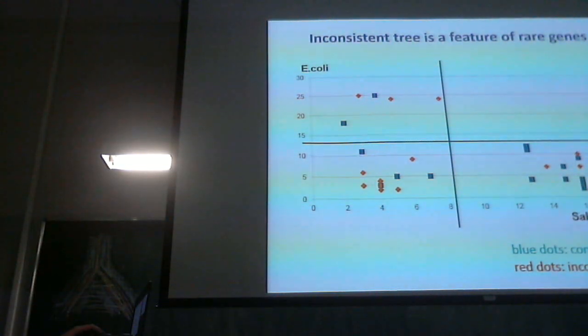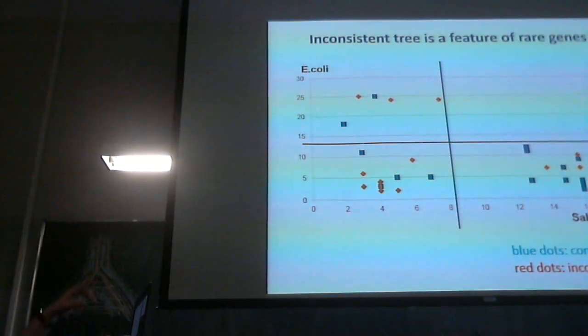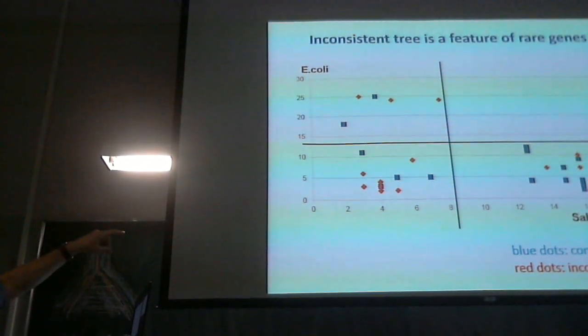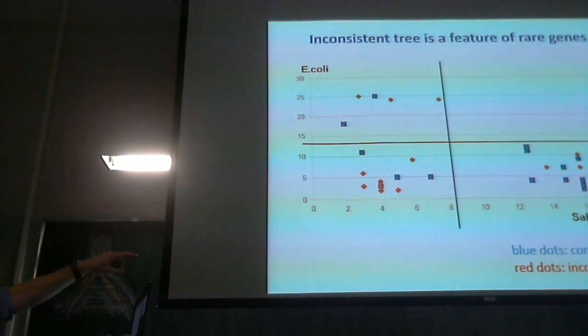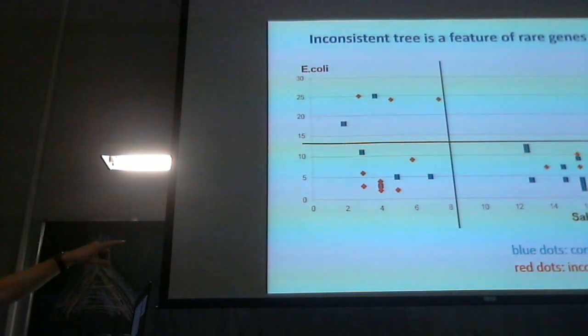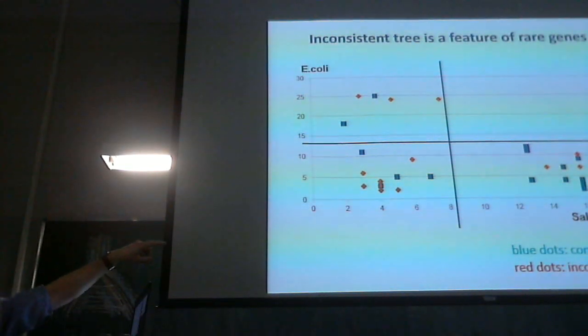Okay, that's actually the same plot. Here we have rare genes. Here is the gene family, we see the number of strains where this gene is present, and blue dots are families with consistent trees, and red dots are families with inconsistent trees.